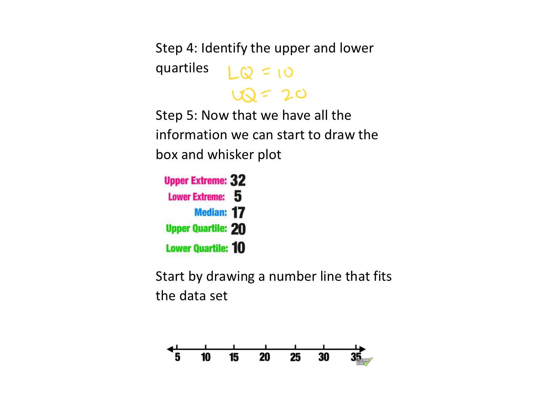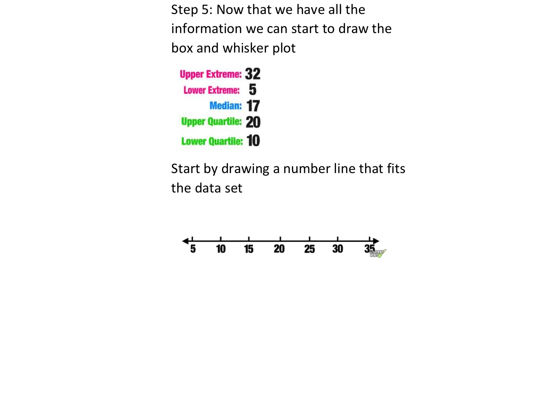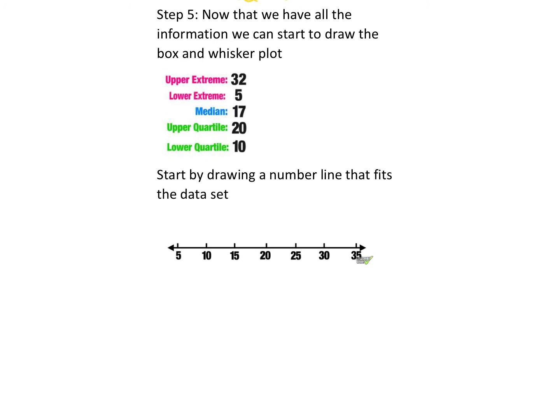The smallest number is 5 and the biggest number is 32. So on my number line here, I plotted from 5 to 35, going by 5s. Remember, when you're doing a number line, you want to go by a consistent increment. Since the smallest number is 5 and the biggest was 32, I decided to go from 5 to 35, and I divided it into increments of 5. So we're going to plot these points onto this number line.